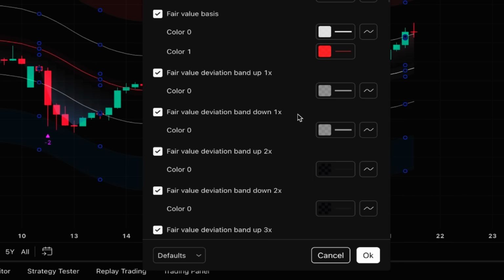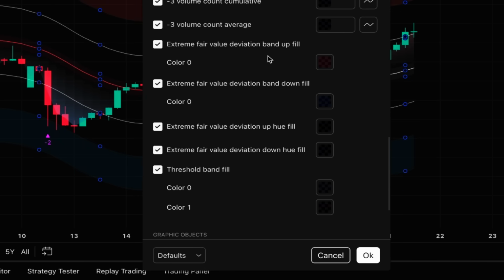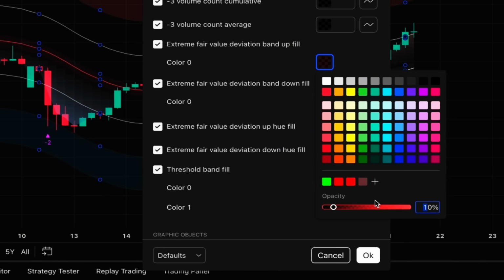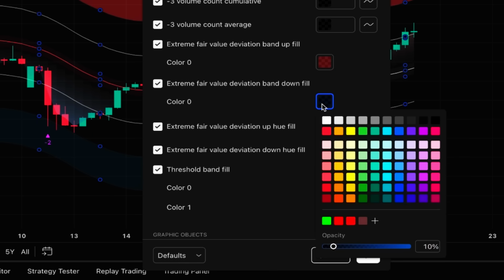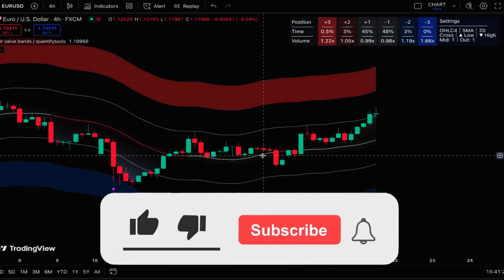And after this, we scroll down to find the extreme fair value deviation. Here it is, extreme fair value deviation for the upper band. Here we increase the opacity to 30%. And similarly, we repeat it for the lower band and increase the opacity to 30%. All right, now everything is clearly visible on our charts. And let's see how we use this indicator for trading.